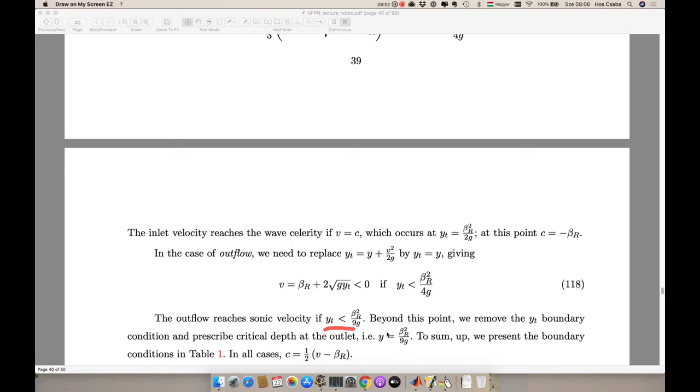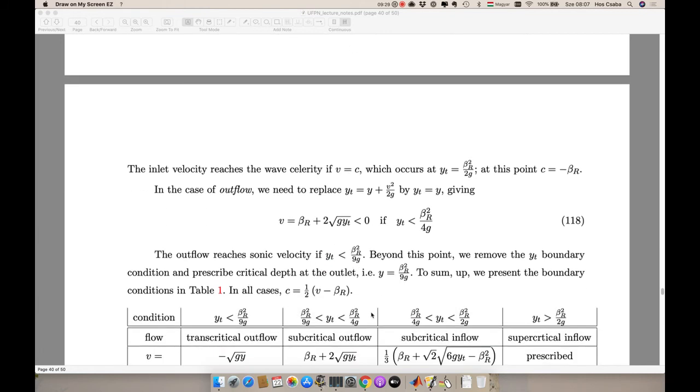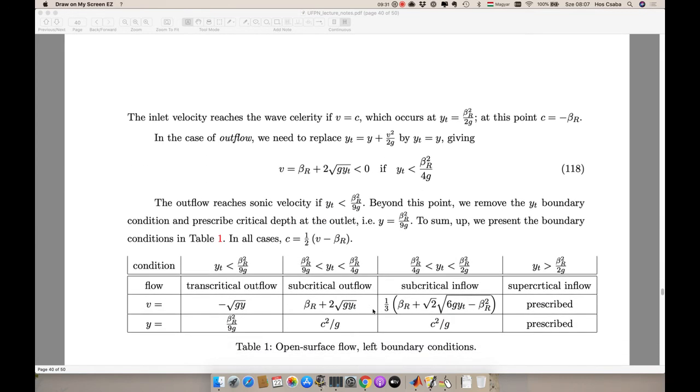And beyond this point, we have to remove yt, the boundary condition, because if the outflow reaches this wave celerity, then no information can propagate backwards from the pipe, from the surroundings. So you don't have the y boundary condition. I will show you in a minute what this exactly means. Okay, so we can put everything nicely together into a table.